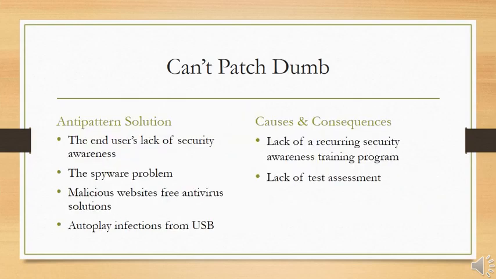The next field is antipattern solution. The end user's lack of security awareness puts his personal information and the organizational competitiveness at risk. Social engineering, the art of extracting sensitive information from people, exploits a human's inherent tendency to want to help other people. Unaware end users are easily fooled into opening malicious email attachments, responding to spam offers, and downloading spyware, ransomware, and malicious websites.